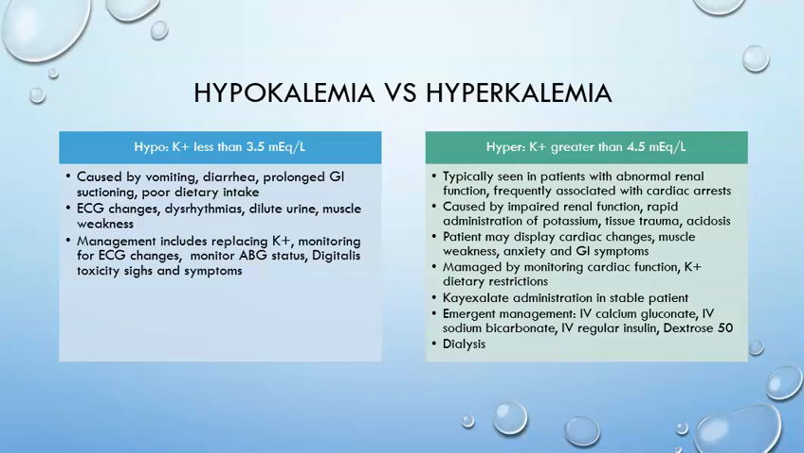You'll see EKG changes, and we'll cover EKG more next week. Dysrhythmias, so that's an abnormal heart rhythm. They'll have diluted urine and muscle weakness. Our muscles rely on sodium and potassium to function appropriately. So if we have hypokalemia, then our muscles will be weaker than normal. We need to replace their potassium, obviously, and in doing this, we monitor for EKG changes, because if we get too high with potassium, it can cause those arrhythmias.